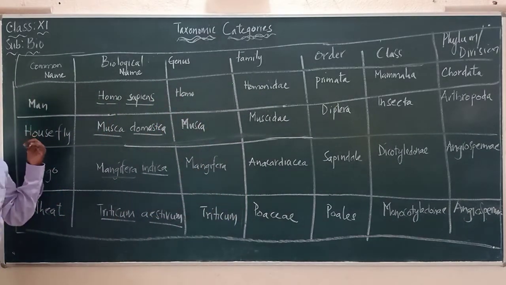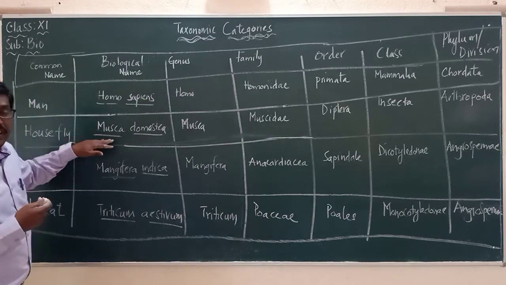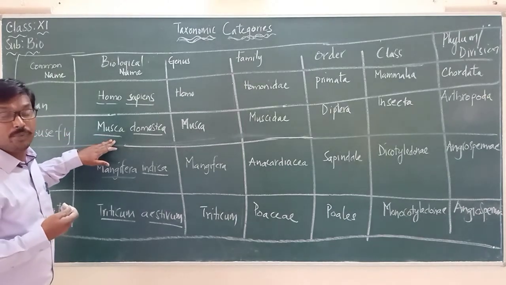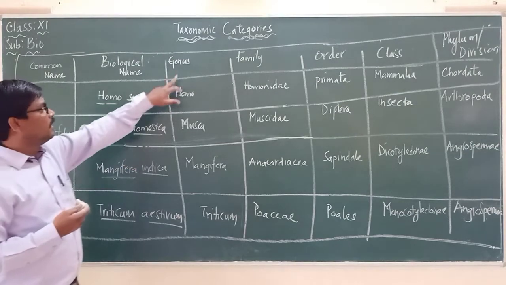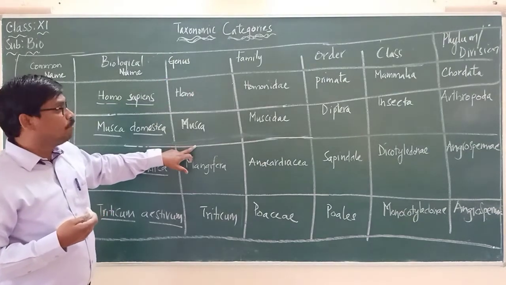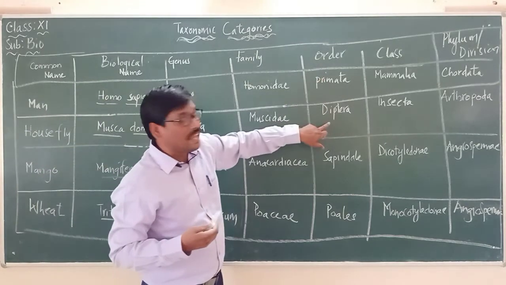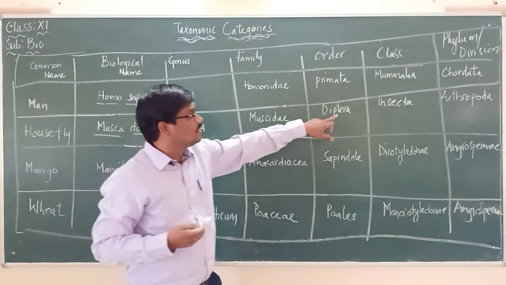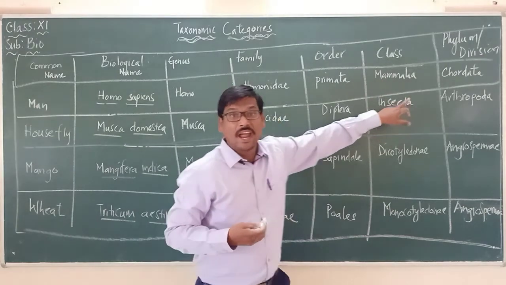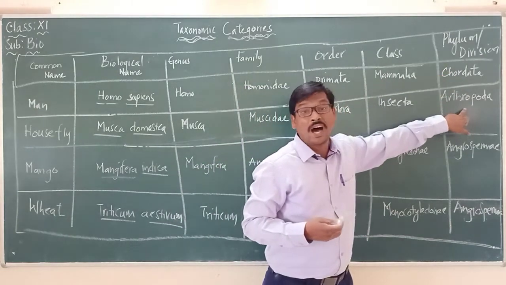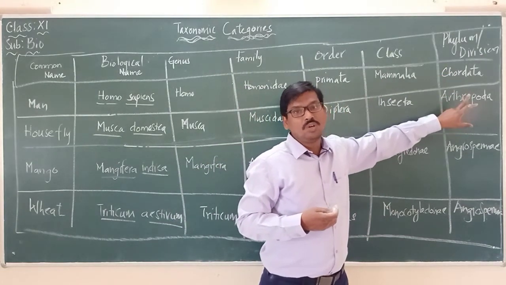In the same way, housefly is the common name. The scientific name is Musca domestica, and it belongs to the genus Musca, and family Muscidae, and order Diptera, class Insecta, and phylum Arthropoda.